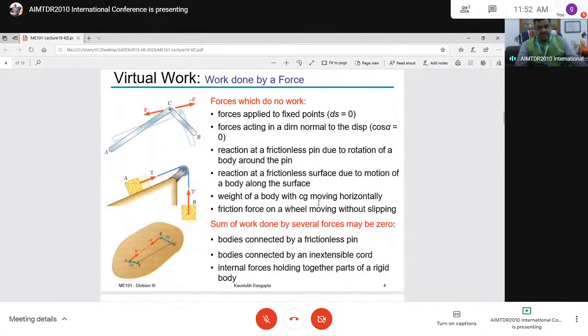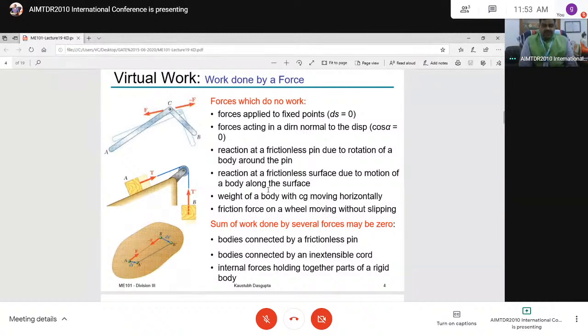Here we can consider the pulley, a moving pulley and a fixed pulley, two blocks sliding, or a pin subjected to two forces. In these problems, forces which do not work are: forces applied at a fixed point, and forces acting normal to the displacement. I already mentioned that a force along the displacement will give work done, but this one does not. Also, the reaction at a frictionless pin due to rotation of a body around the pin does no actual work, and neither does the reaction at a frictionless surface due to motion of a body along the surface.